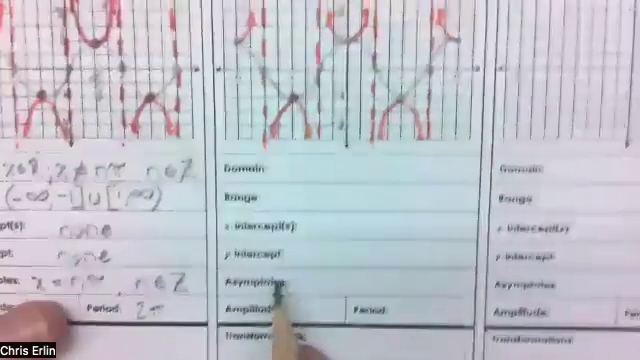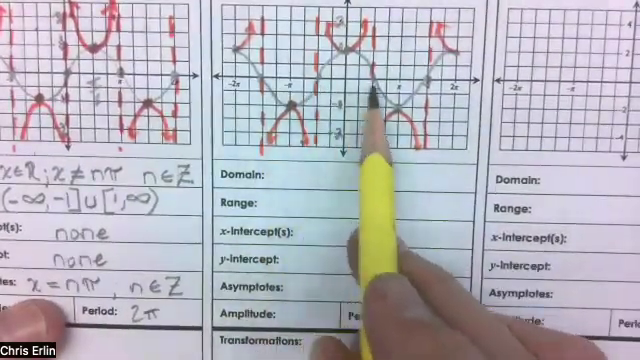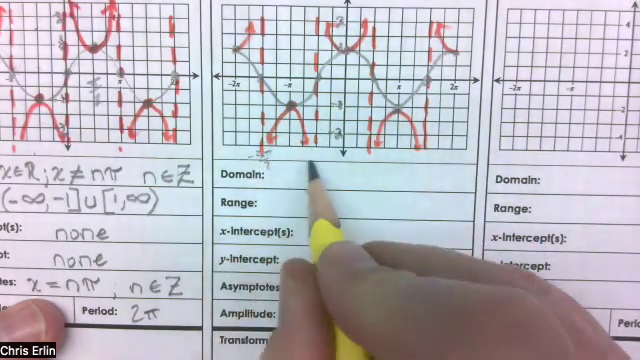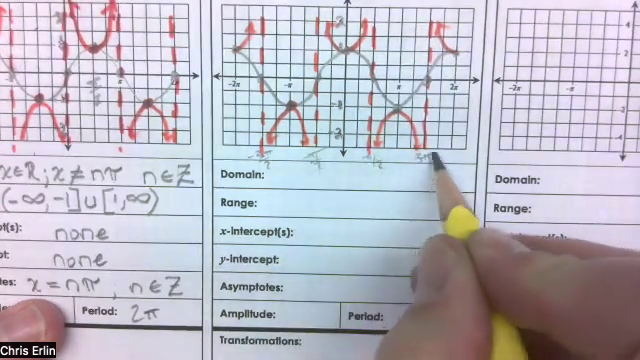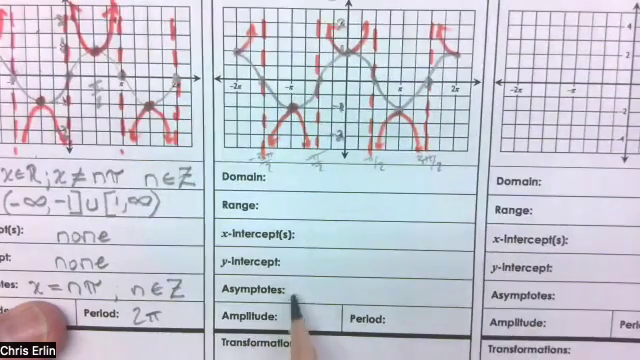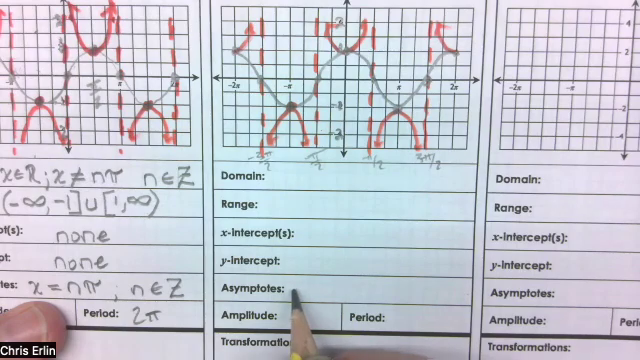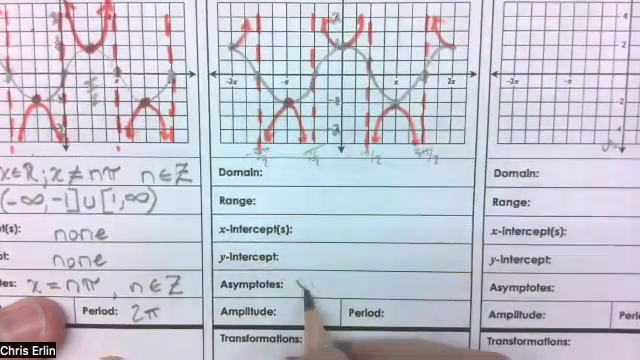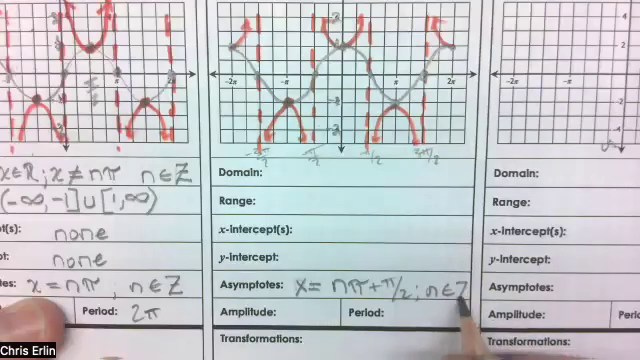But what are the asymptotes for this one? So we've got negative 3 pi over 2, negative 1 pi over 2, 1 pi over 2, 3 pi over 2. How do we express the asymptotes using odd multiples of pi over 2? Good. So x equals n pi plus pi halves, where n is an element of integers.